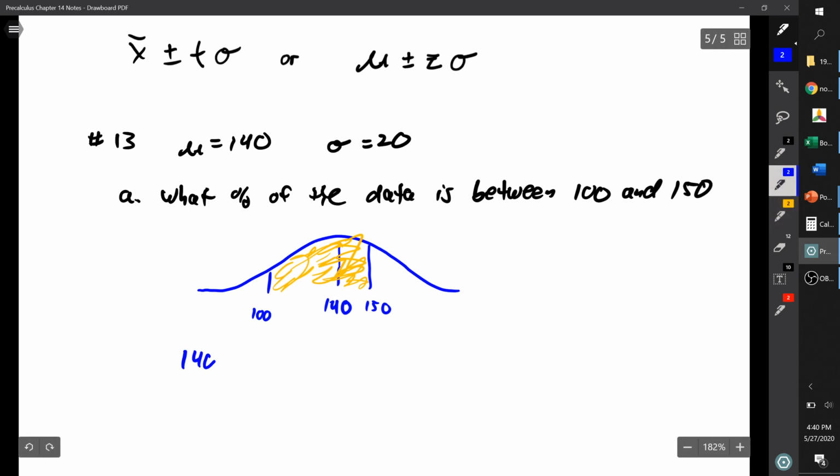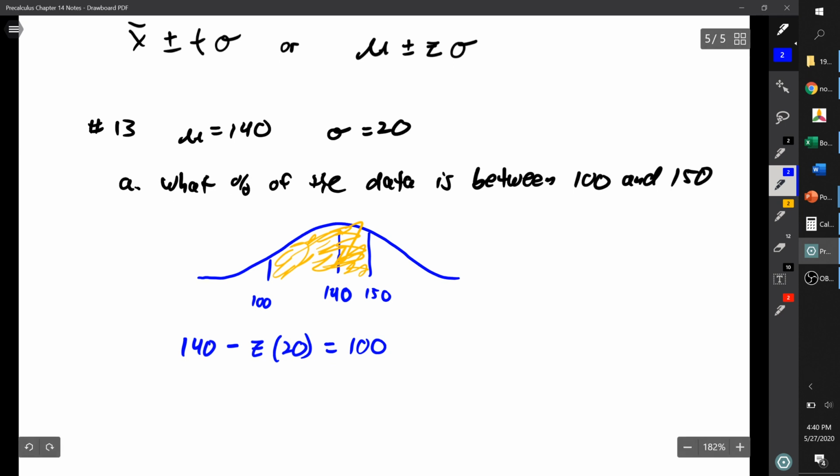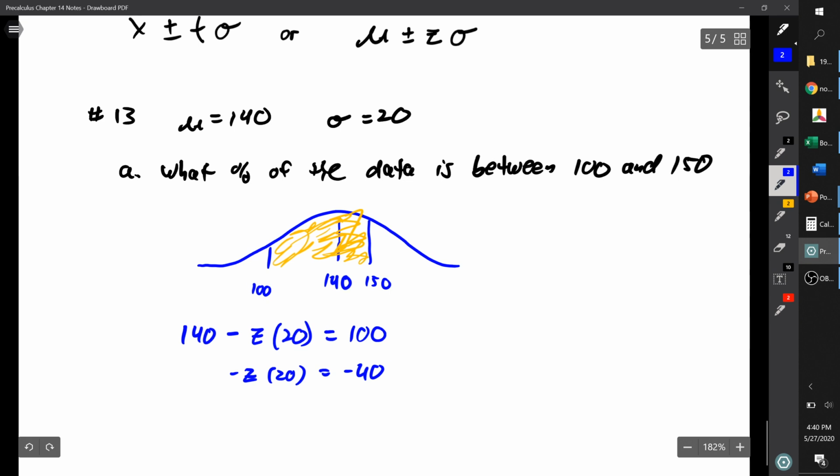We can say 140 minus Z times the standard deviation of 20 equals 100. We want to see from our average, from mu, how many standard deviations do I have to subtract? So standard deviation is 20 to get down to 100. So when you solve, you would get negative Z times 20 equals negative 40. So then you get that Z is 2.0.